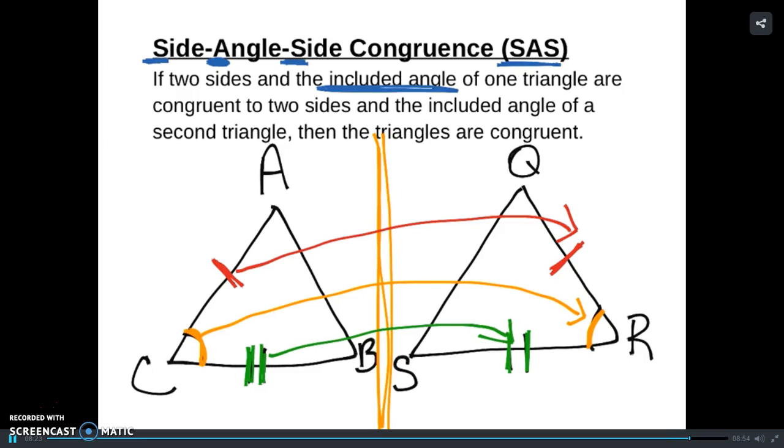Okay. So again, this is our shortcut. You have to go a side and then an included angle and then another side. Okay, and if you have that, then you can tell that the two triangles are congruent. And again, these are shortcuts because you don't have to find all three sides and all three angles. So instead of finding 6 things, you only have to find 3.